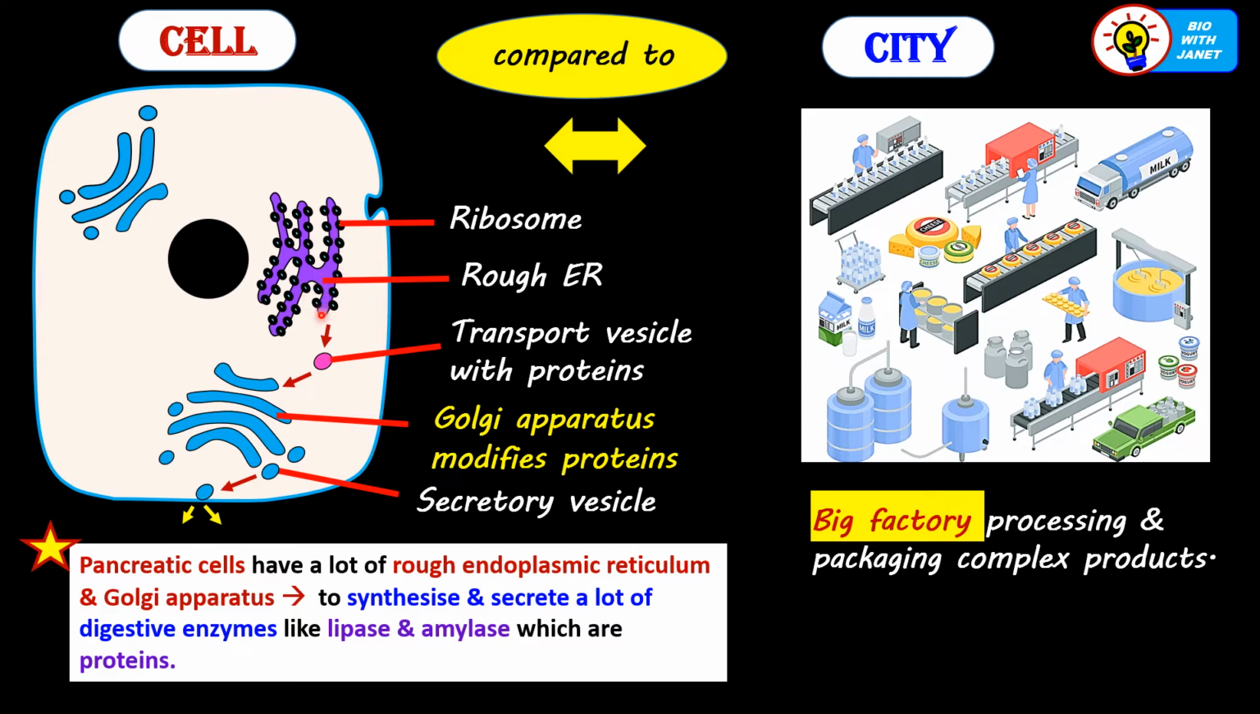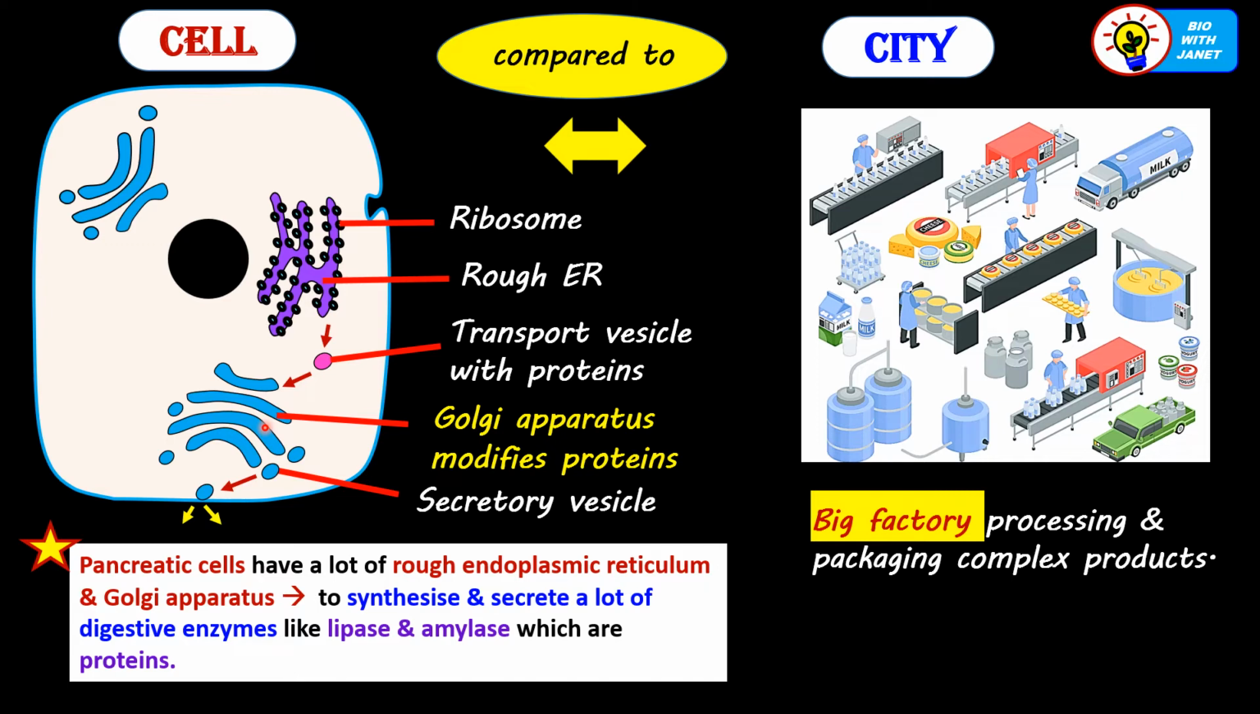After that, the rough endoplasmic reticulum will package the protein in a transport vesicle, which acts like a lorry, right, to transport the proteins to the Golgi apparatus. This one, okay, the blue structure is the Golgi apparatus. Now, why do the proteins need to be transported to the Golgi apparatus? To be modified. Okay, that means the Golgi apparatus will make some changes to the proteins, and then they will produce the enzymes, like digestive enzymes such as amylase or lipase, right?